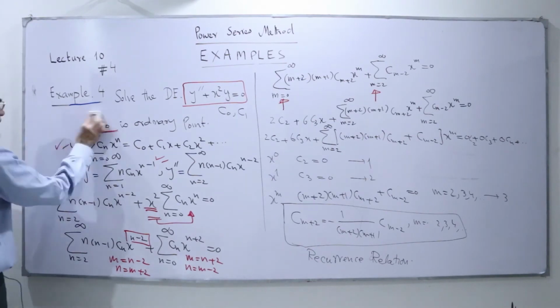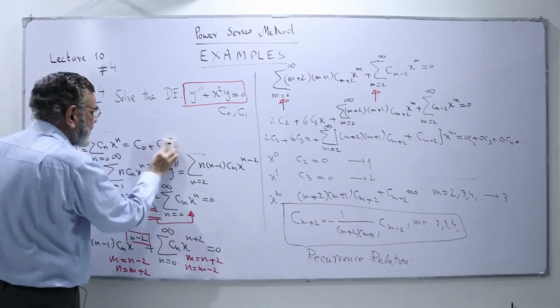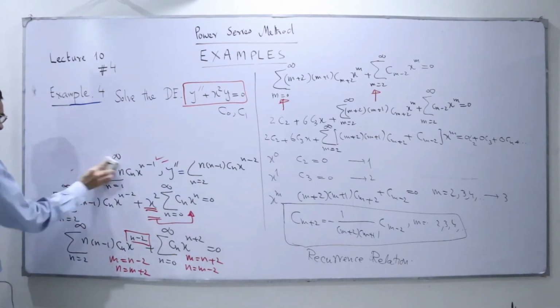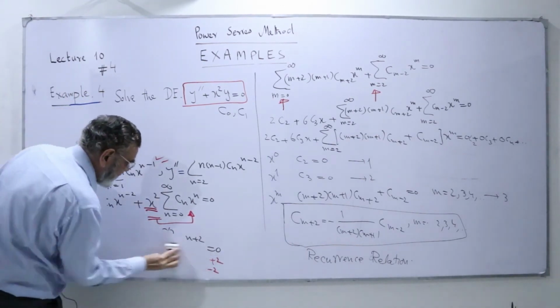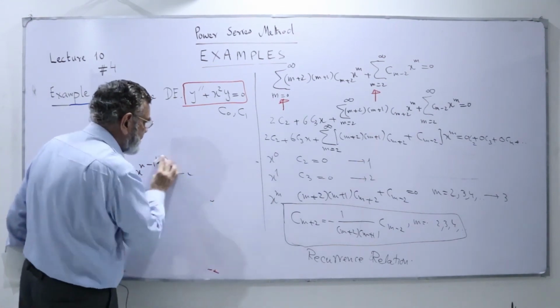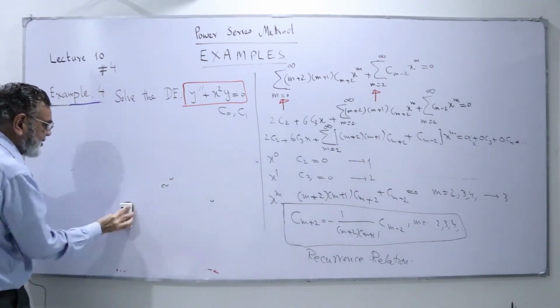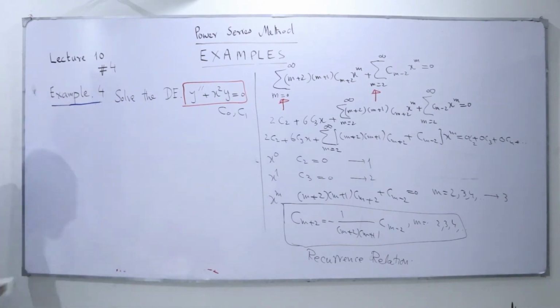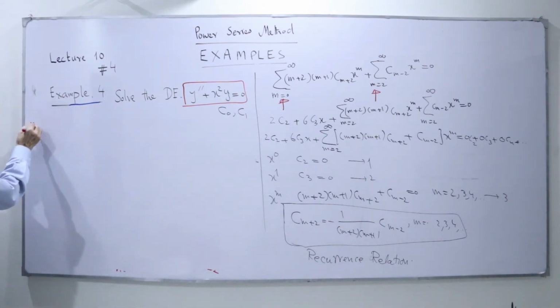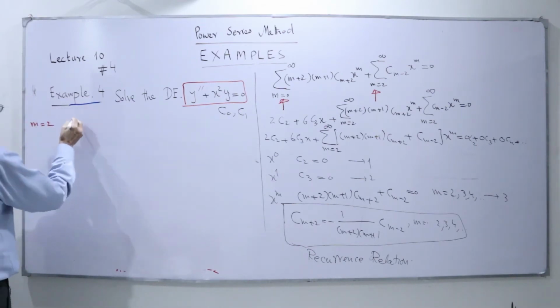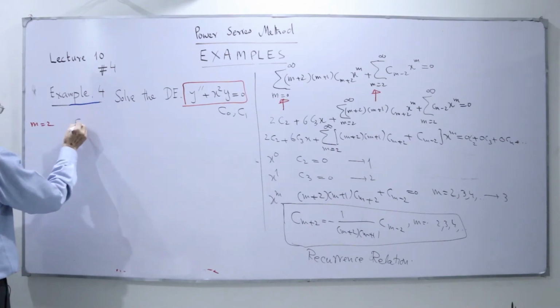That's how we find the solutions for C3, C4, C5, and then substitute in our original series, and we get the series solution. So we have our recursion relation. I substitute the value m equal to 2, and I get the value of C4.